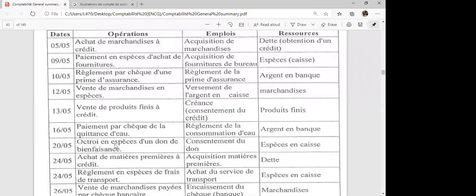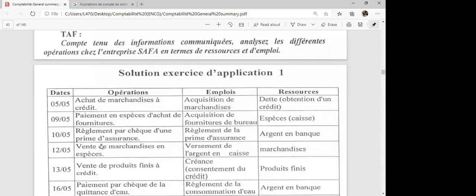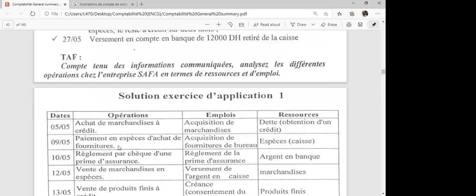So the transaction on the 12th says, vend des marchandises en espèces. I'm looking at this transaction as the seller in this case. So I sold some goods for cash. And the simple thing is, emploi is what you gain, the resource is what you lose.